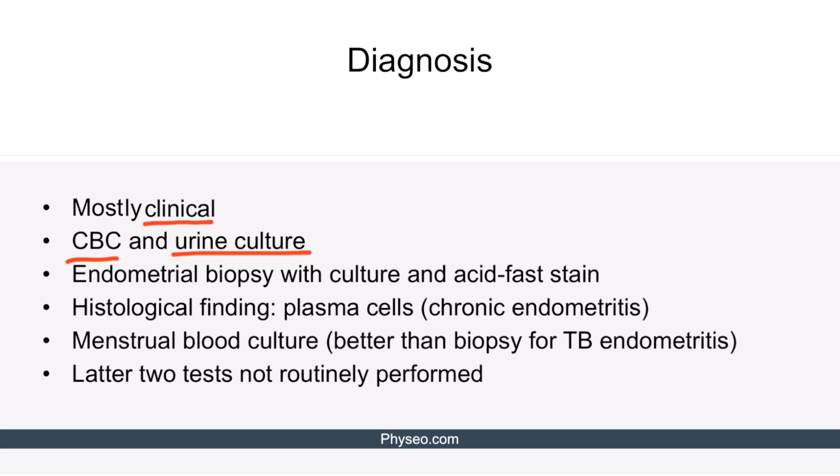A CBC and urine culture are ordered routinely to evaluate patients for infection. Endometrial biopsy with culture, as well as an acid fast stain, can potentially be performed. Chronic endometritis is usually characterized by plasma cells on biopsy, as we just saw. Additionally, menstrual blood culture can be done. In fact, menstrual blood culture is better than endometrial biopsy in detecting TB endometritis. It's worth mentioning that endometrial biopsy and menstrual blood culture are not routinely performed, and clinical findings are usually enough to make the diagnosis and initiate treatment.